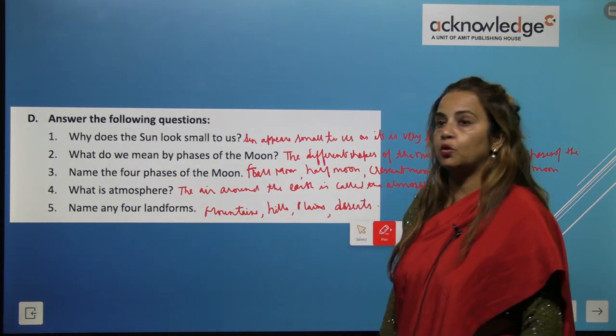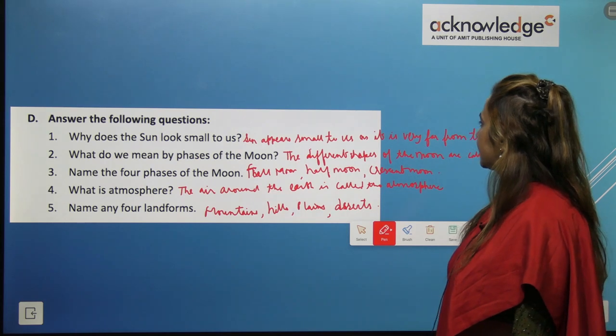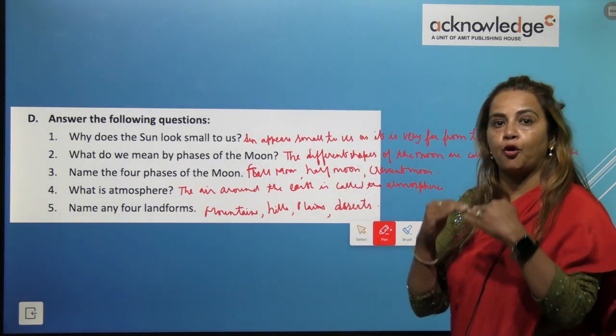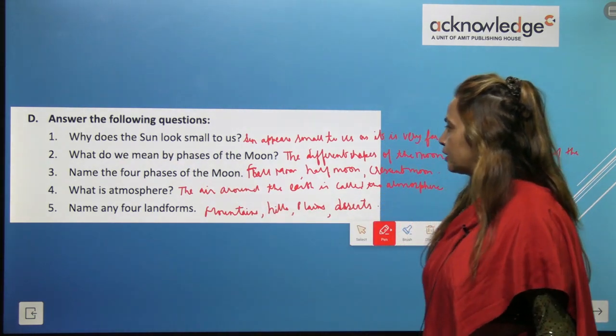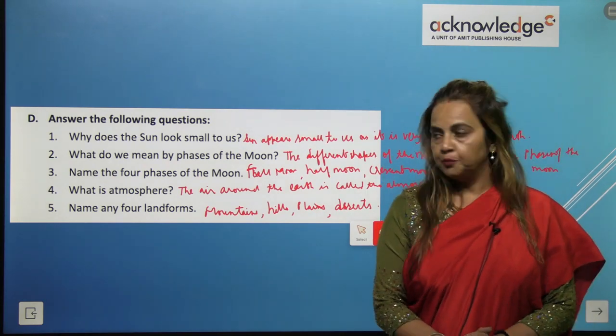Why does the sun look small to us? Sun appears small to us because it is very far from the earth, क्योंकि वो earth से बहुत दूर होता है, इसलिए हमें वो छोटा लगता है. What do you mean by faces of the moon? The different shapes of the moon are called the faces of the moon.